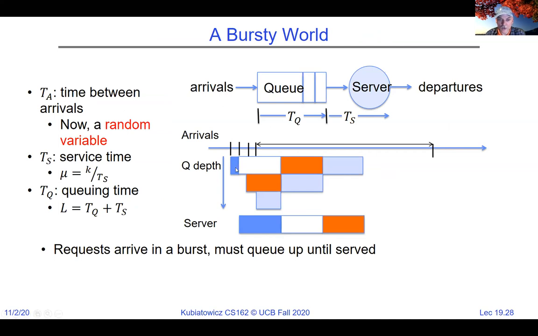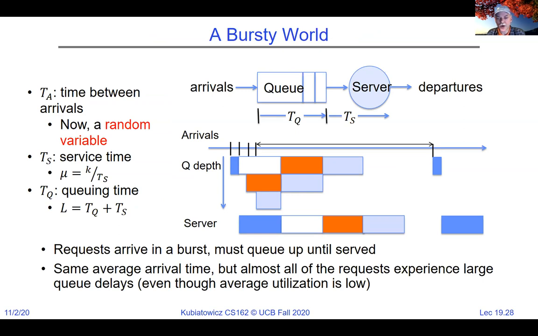Here, you can look at the queue, which basically has depth 3 at this point when the light blue person has come in. You now have white, orange, and light blue sitting in line, and now you only have orange and blue, and now you have blue, and now you have nobody. Okay, good. I don't want to belabor that point. So, same average arrival rate, but almost all the requests experience large queuing delays, even though the average utilization is low. On average, we're not necessarily using all of our hamburger time that we could, but people coming in bursts means they end up waiting in line.